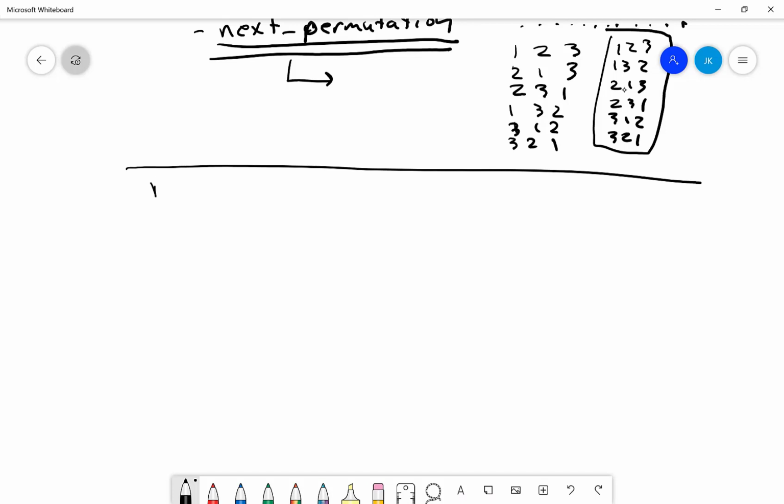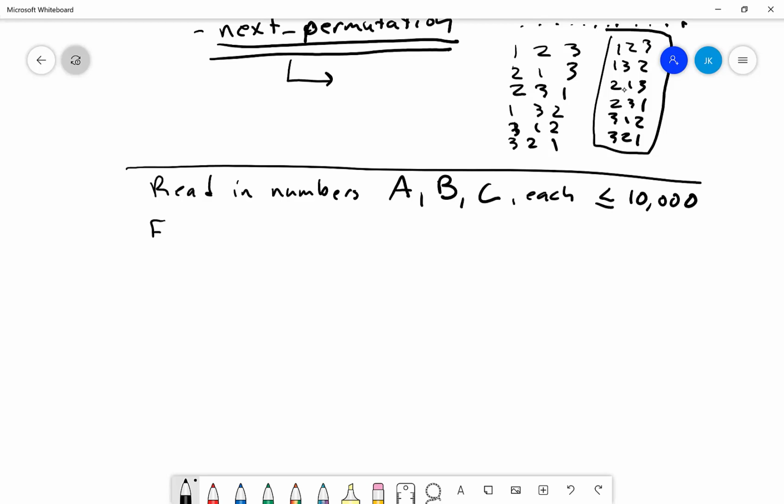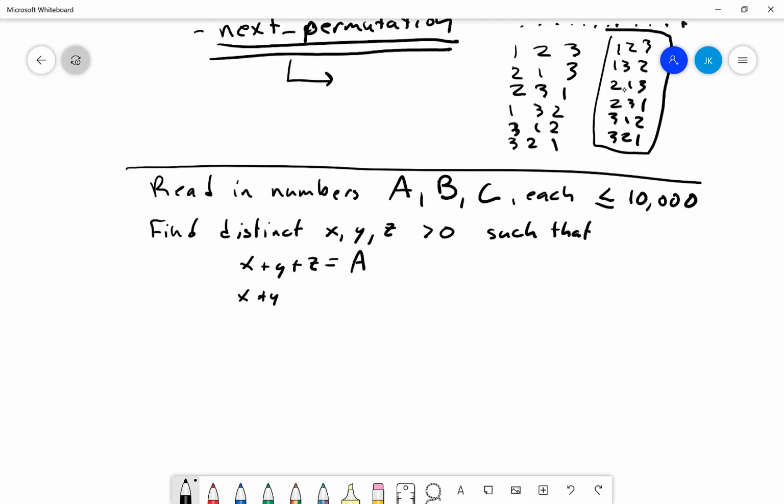shows you how you can do a brute force solution for a problem. So let's say that you have a problem where you read in numbers A, B, and C, and we'll say that each one is less than or equal to 10,000. So we read in three numbers, A, B, and C, less than or equal to 10,000. And you are supposed to find distinct X, Y, and Z, all greater than 0, such that X plus Y plus Z equals A, and X times Y times Z equals B, and X squared plus Y squared plus Z squared equals C.